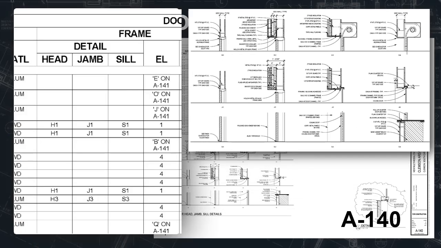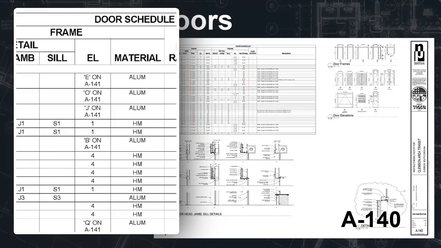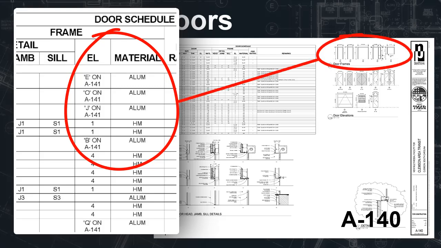And what they do for each is point you to a detail of the head, the jamb, and the sill. They do this by a letter and a number. H for head, J for jamb, S for sill, and then a number, 1, 2, 3, and so on. You use that, and then you can look up at the drawing for the head, the jamb, or the sill to understand the detail of how that goes together. And like the door itself, the frame also has elevations and materials.